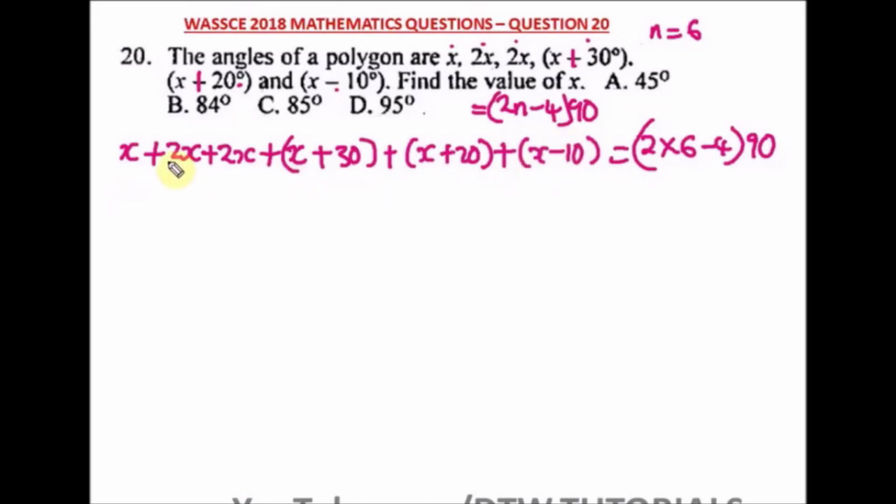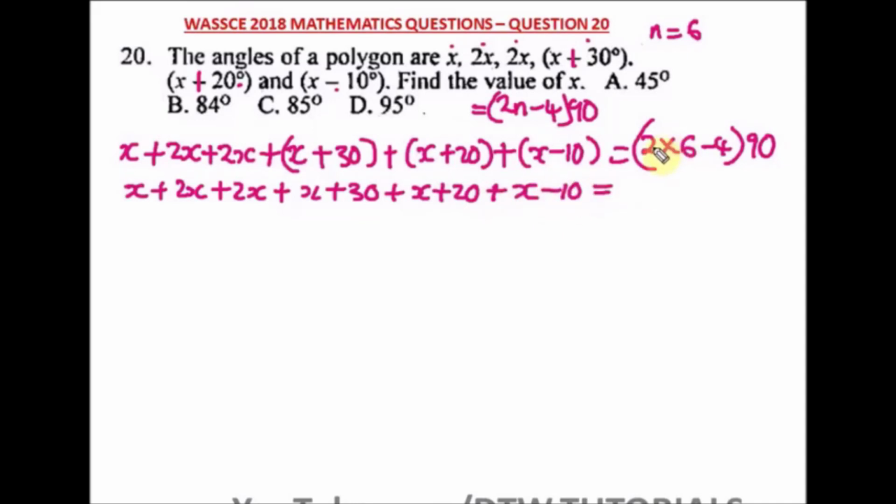So we are left with x plus 2x plus 2x plus x plus 30 plus x plus 20 plus x minus 20 equal to, 2 times 6 is 12, and 12 minus 4 will give us 8. So we have 8 times 90 here. This is x. So let's sum up all the values that take x as the variable and the numbers. So we have x plus x is what?